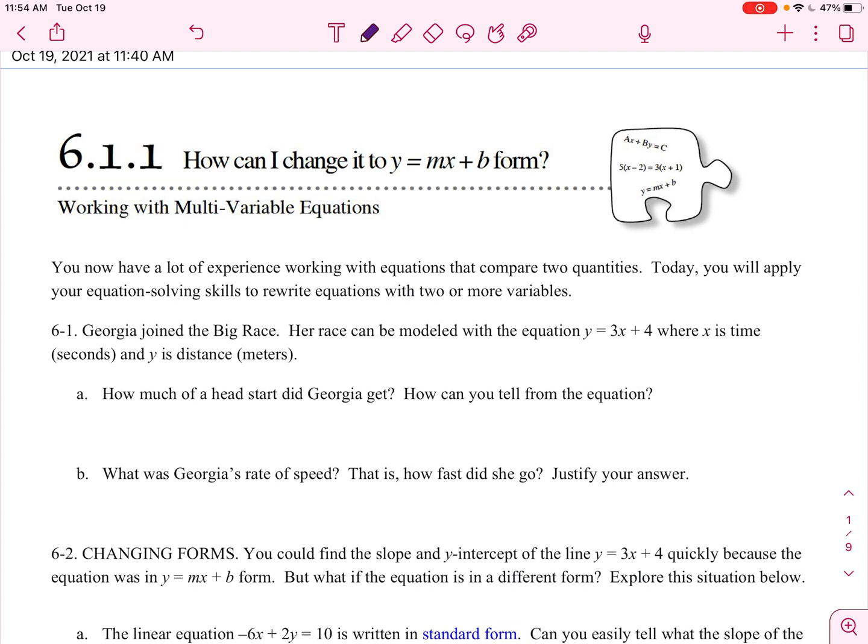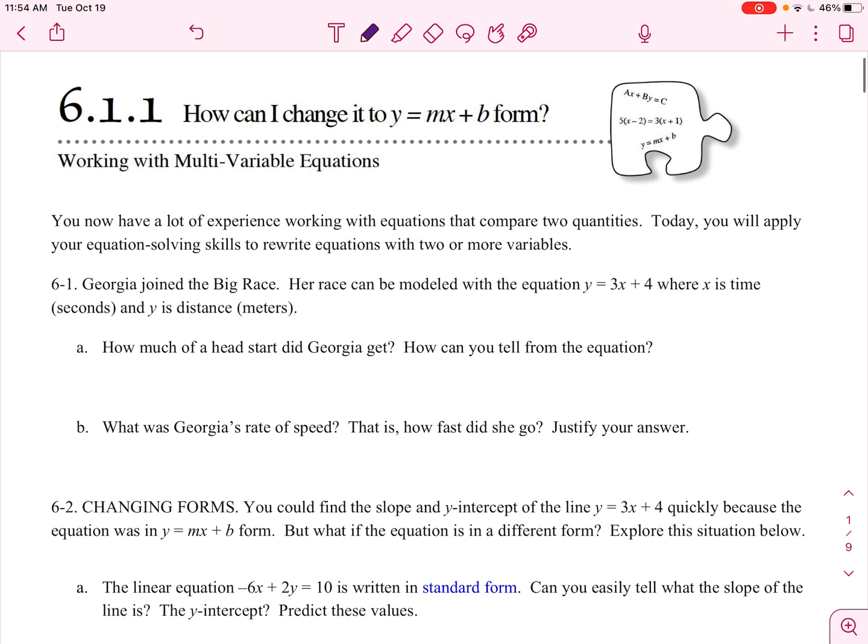I'm just going to quickly go over some problems in 6.1.1. I will do all the classwork on this lecture, and then I will tell you what problems you should work on during the rest of the class and for homework.